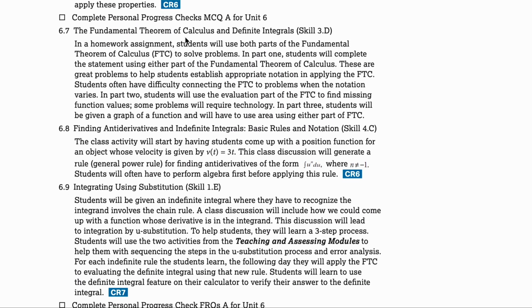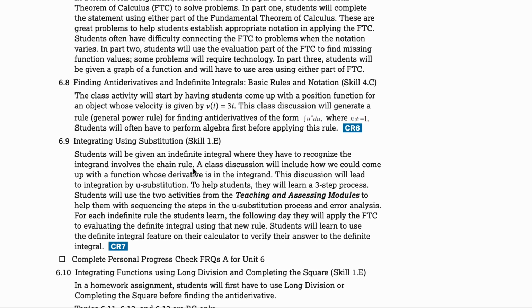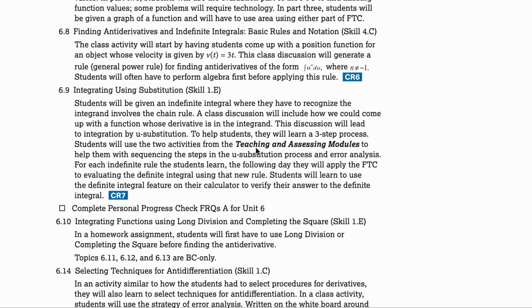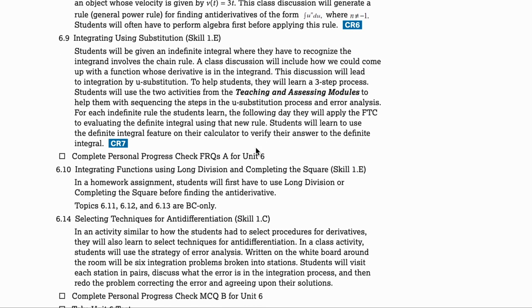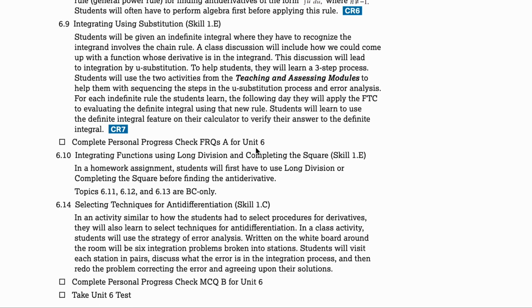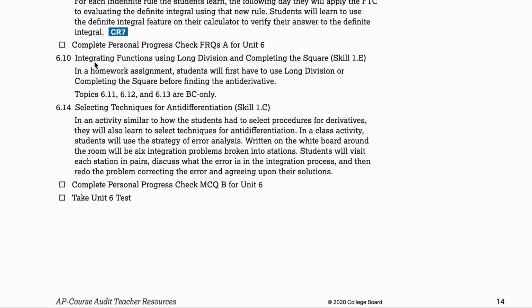Here we go, the FTC, Fundamental Theorem of Calculus, and definite integrals. And then here we go, so finding antiderivatives and indefinite integrals, which is kind of what we were talking about. And this is just introducing basic rules and notation. Then you will also learn certain techniques that will help you with integration, such as substitution, and then also how to integrate functions using other techniques such as long division or completing the square.